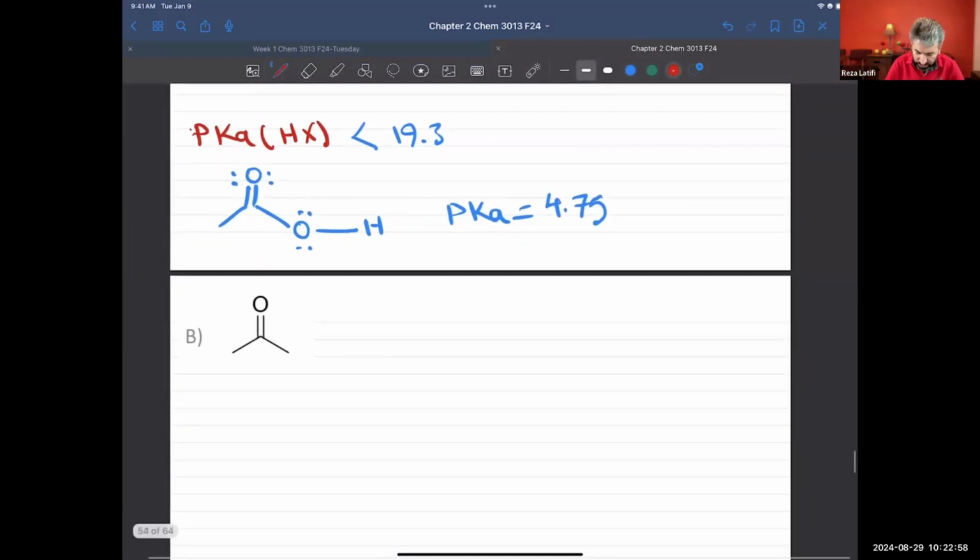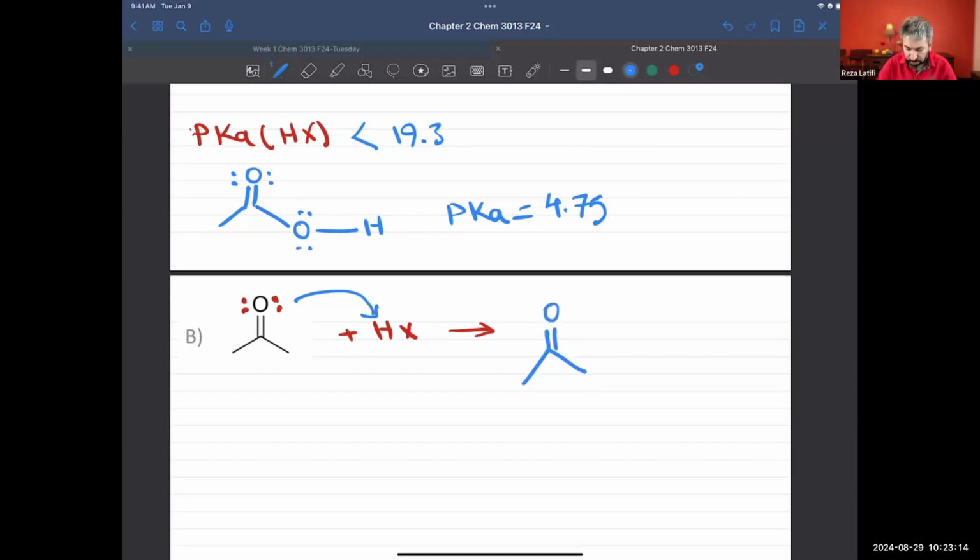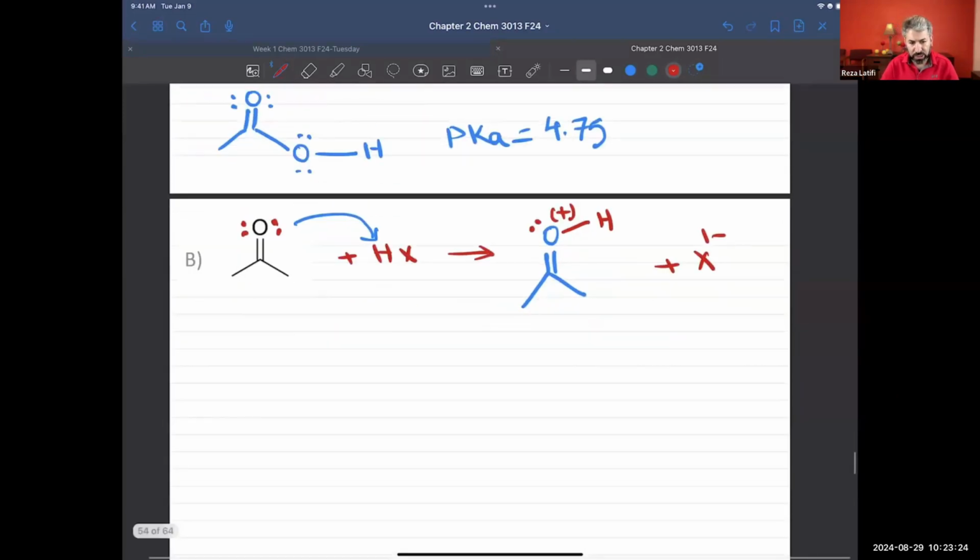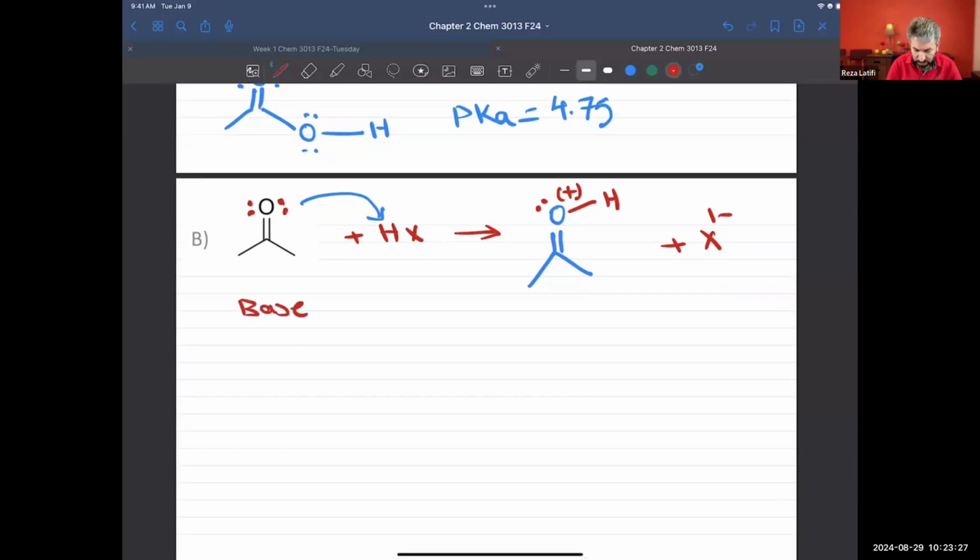Next, we're going to react this one with acid and see what will happen. Remember, oxygen has 2 lone pairs. So oxygen with 2 lone pairs is going to go after this hydrogen, and it will give us such a compound. We will have hydrogen attached to it. We'll have only 1 lone pair. That means we have a positive charge here. What else? We get X minus. This is going to be the base, and that one will be the acid. So this is going to be the conjugate base. Sorry, conjugate acid, my bad. Conjugate acid. And that one will be the conjugate base.